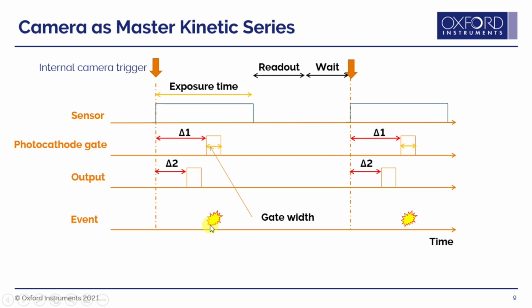And we'll then do this when you set the camera as the master in a kinetic series. If you say want to acquire 10 frames in a kinetic series, it will then automatically trigger 10 sequences of this event and give you 10 frames. Hence you'll have just repeating blocks following afterwards once the camera is ready, has read out, and then has waited a sufficient amount of time, depending on what you set it to.